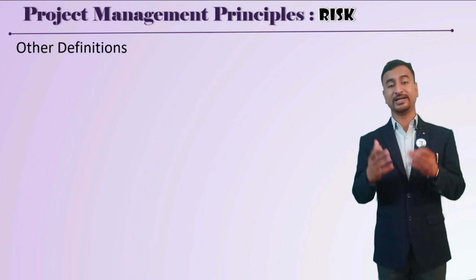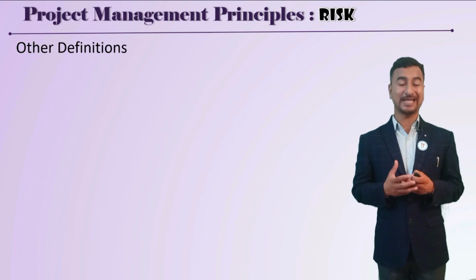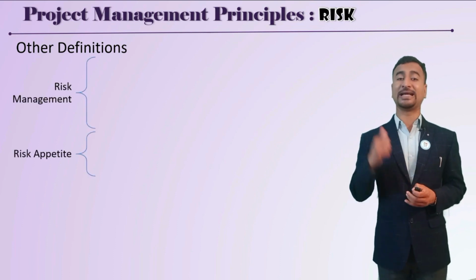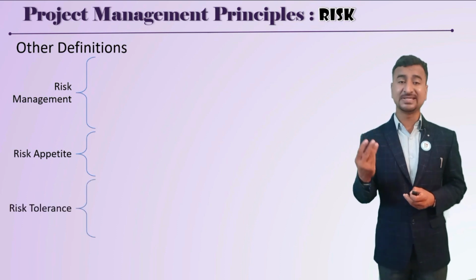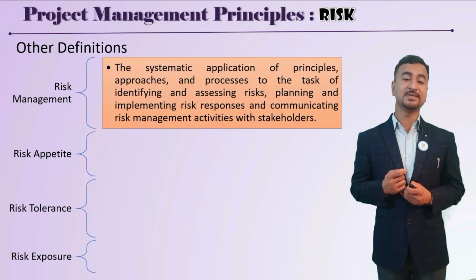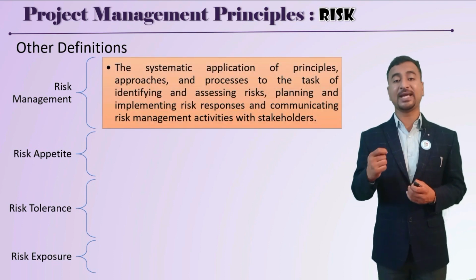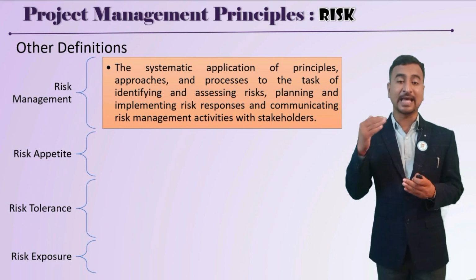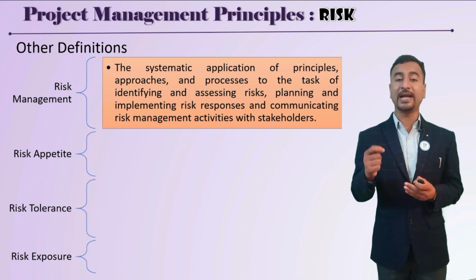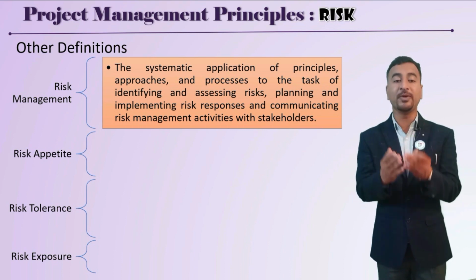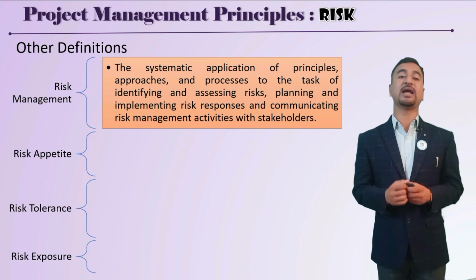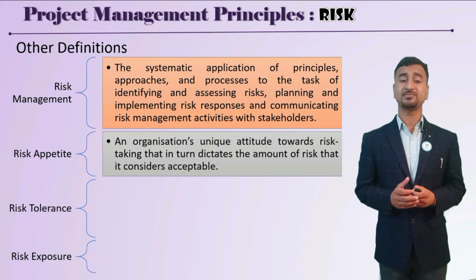Now some other definitions related to risk, which are very essential when you are defining your strategy to deal with risk. These are mentioned here: risk management, risk appetite, risk tolerance, and finally risk exposure. Let's discuss one by one. What do you mean by risk management? The systematic application of principles, approaches, and processes to the task of identifying and assessing risk, planning and implementing risk responses, and communicating the risk management activities with the stakeholders, that combined activity we call risk management.